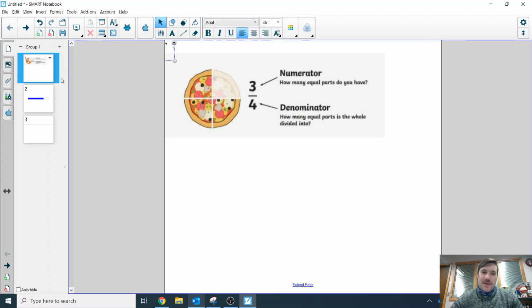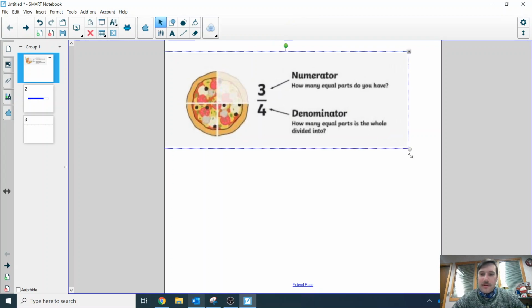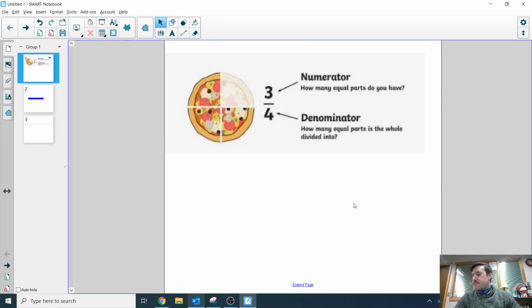Hey mathematicians, we are today talking about fractions. So think back to what you remember from fractions in third grade. What do you remember so far about fractions from third grade?